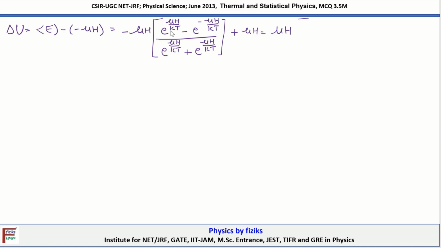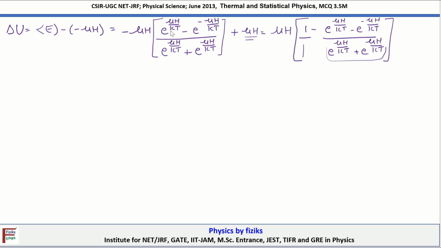Mu H times, from here we obtain 1, and then with the negative sign, 1 minus exponential mu H by kT minus exponential minus mu H by kT upon exponential mu H upon kT plus exponential minus mu H upon kT. Now I'm going to write here the direct expression, because this can be solved easily by taking the LCM.